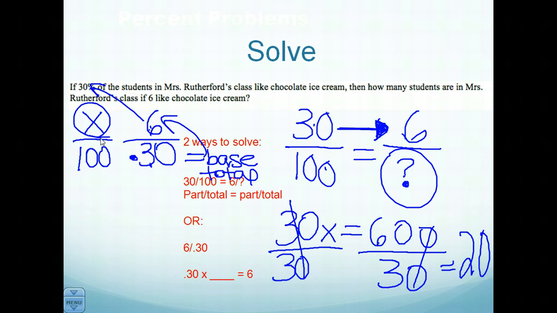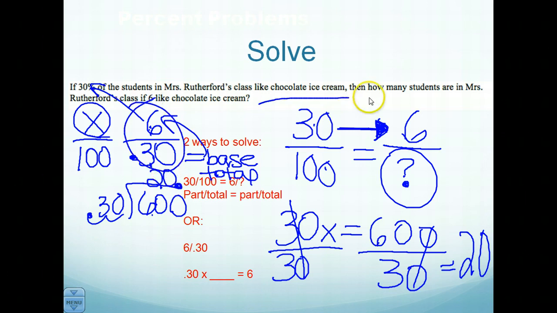So we need to find the total number of students. The way we do that is 6 divided by 30, and we do our usual way of division. We move the decimal place 2 places over, so it's 30 into 600, which is 20. So you could do it either way, basically dividing it like this or making an equivalent fraction and then finding the missing number.